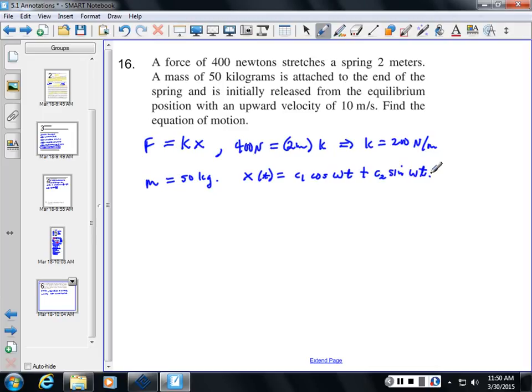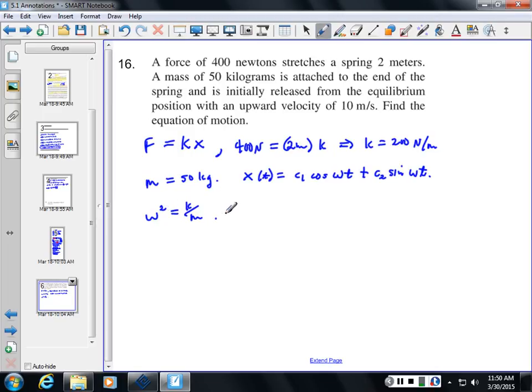So if I'm looking for that, I need omega. So omega squared is k over m. Well, you got k and you got m. You see that? It feeds itself right into it, and you can get omega from omega squared.